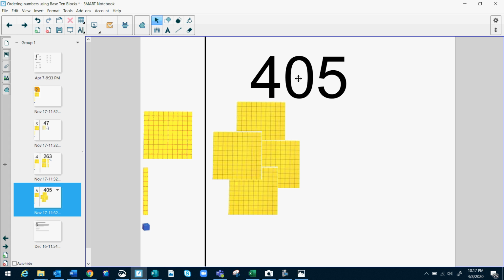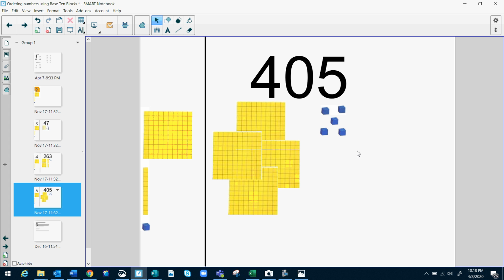Now let's move to the tens place. We have a 0 here. So that means we're not going to bring any of these tens sticks over here. In the ones place, we have a 5. So here we go. 1, 2, 3, 4, 5.